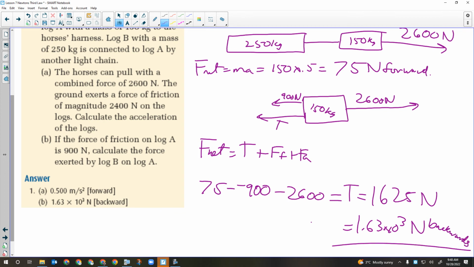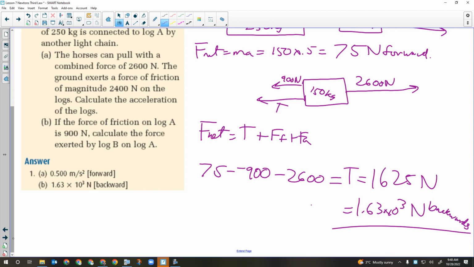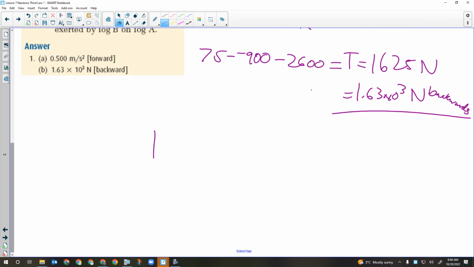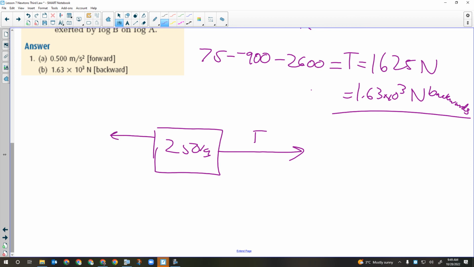Okay, to solve that with the other log, really not all that different. I just have a 250 kilogram log. This is the force I'm looking for. It's the tension in the chain. And then I've got, it was 900 and 2400, right?